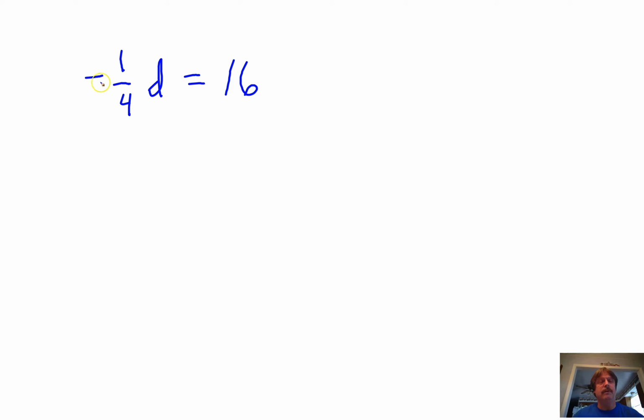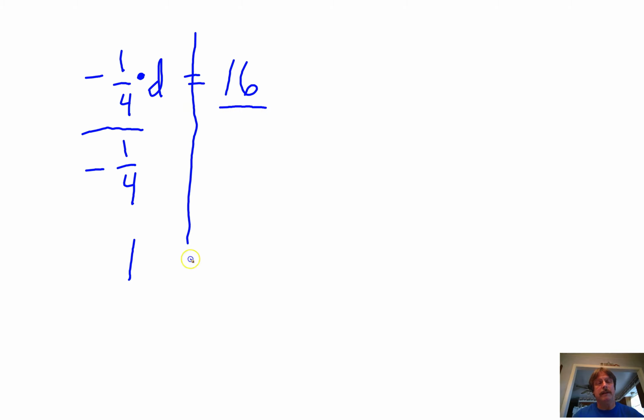So in this example, what if I have negative 1/4 d equals 16? So I still go through my same procedures. This means to multiply, so I've got to get rid of my coefficient. So negative 1/4 times d. So the opposite of multiplication is division. So I'm going to use exactly what this gives me right here. So I'm going to take negative 1/4 divided by negative 1/4, because anything divided by itself is always going to give me 1, right? But I also have to do the same thing over here.